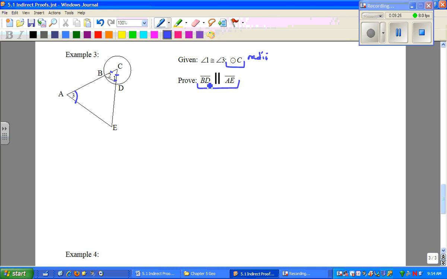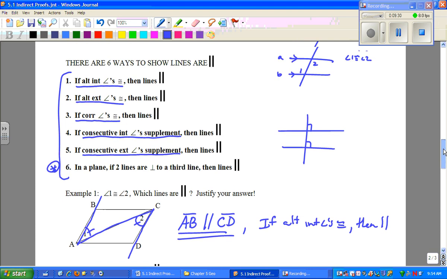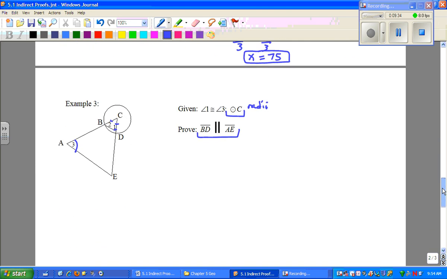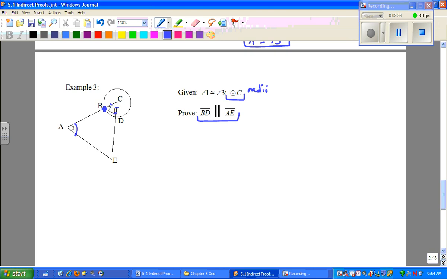We're trying to prove that BD is parallel to AE. So we're going to need to be using one of these 6 theorems right here. We need to get some type of angle pairs for that, okay? So let's see that. Here's BD.